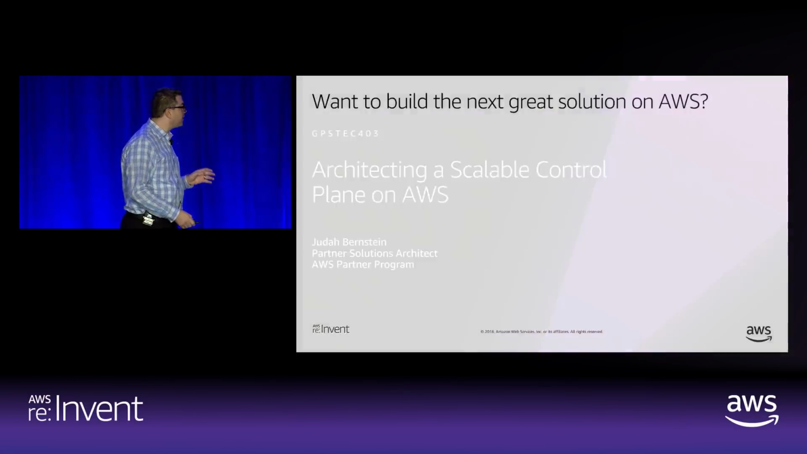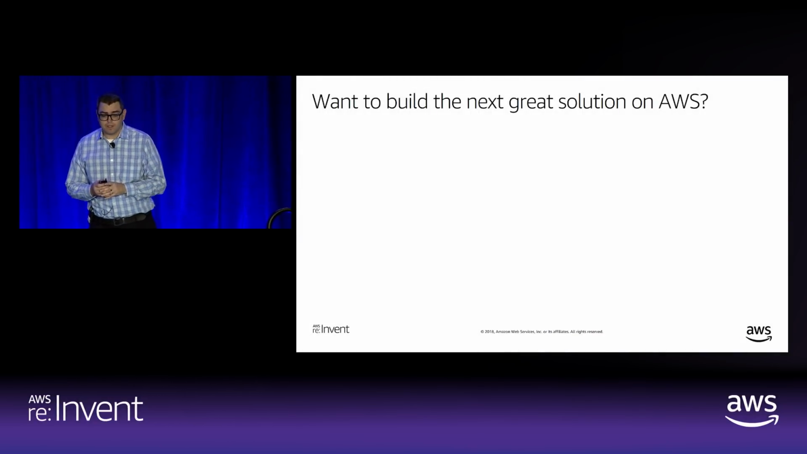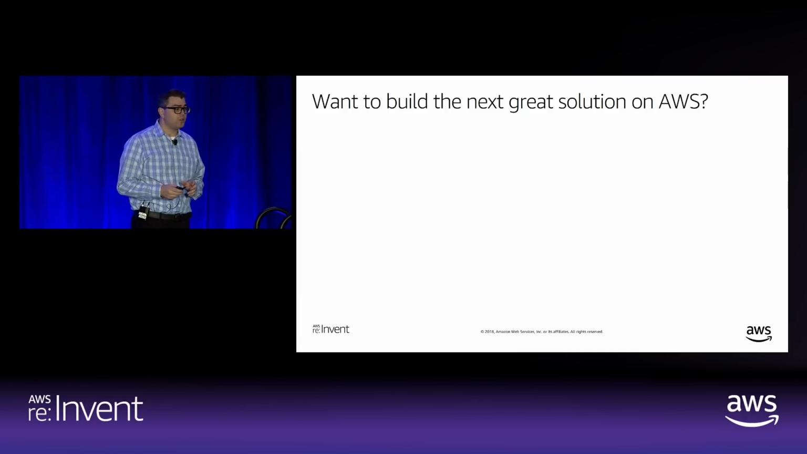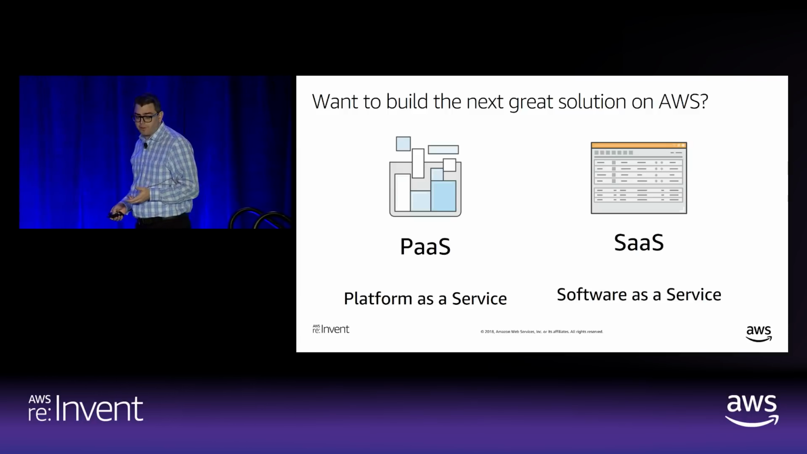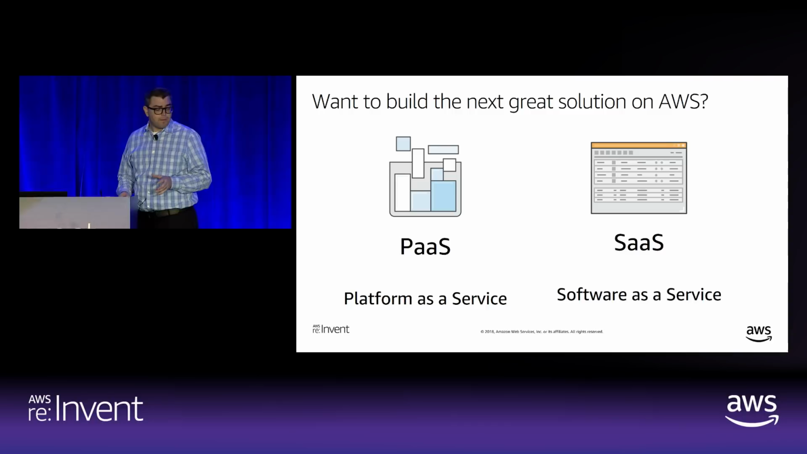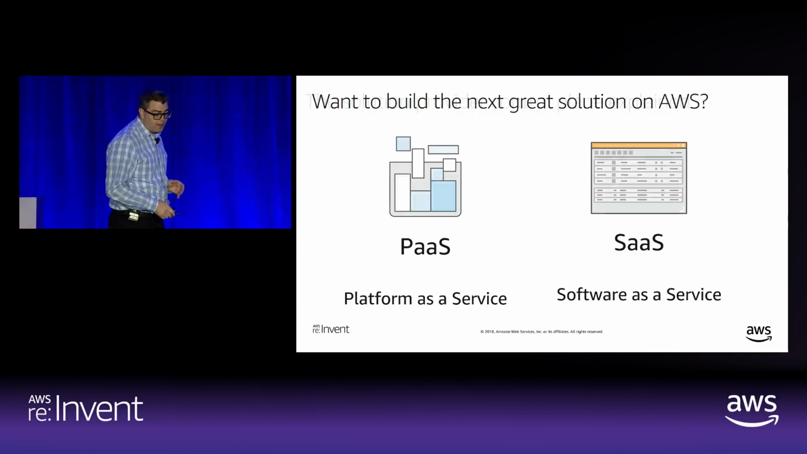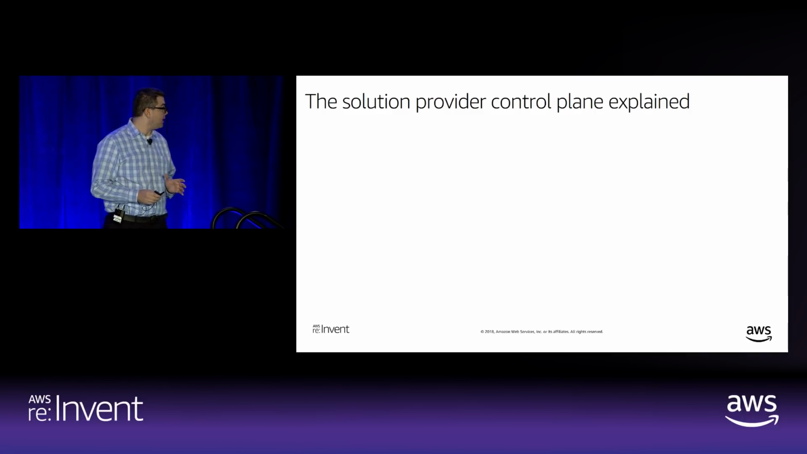So to start kicking things off, the first question I want to ask each of you is, if you want to build the next great solution delivered as a service on AWS, that's a platform or software, or for that matter, any number of services that are delivered in a repeatable way, there's a number of components that you need to think about. And ultimately, what we want to start by doing is talking about what a control plane may be.